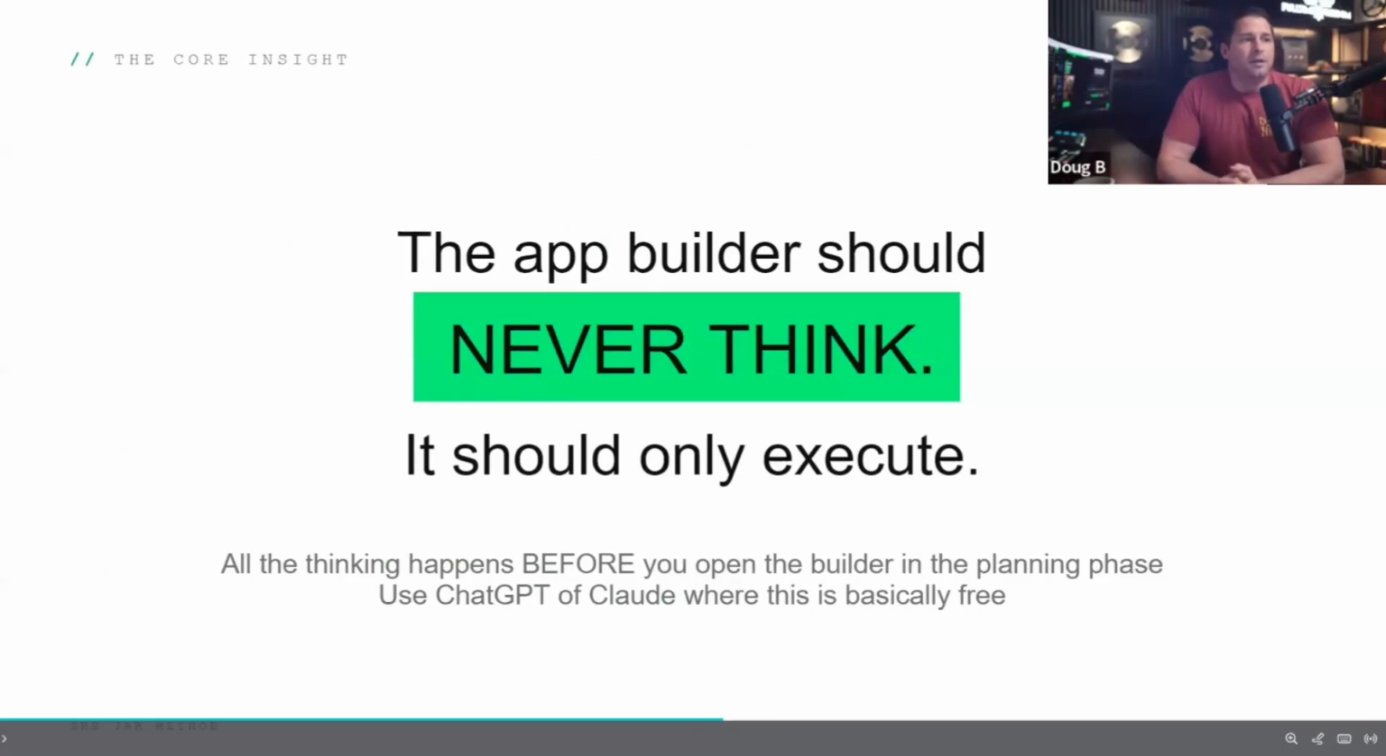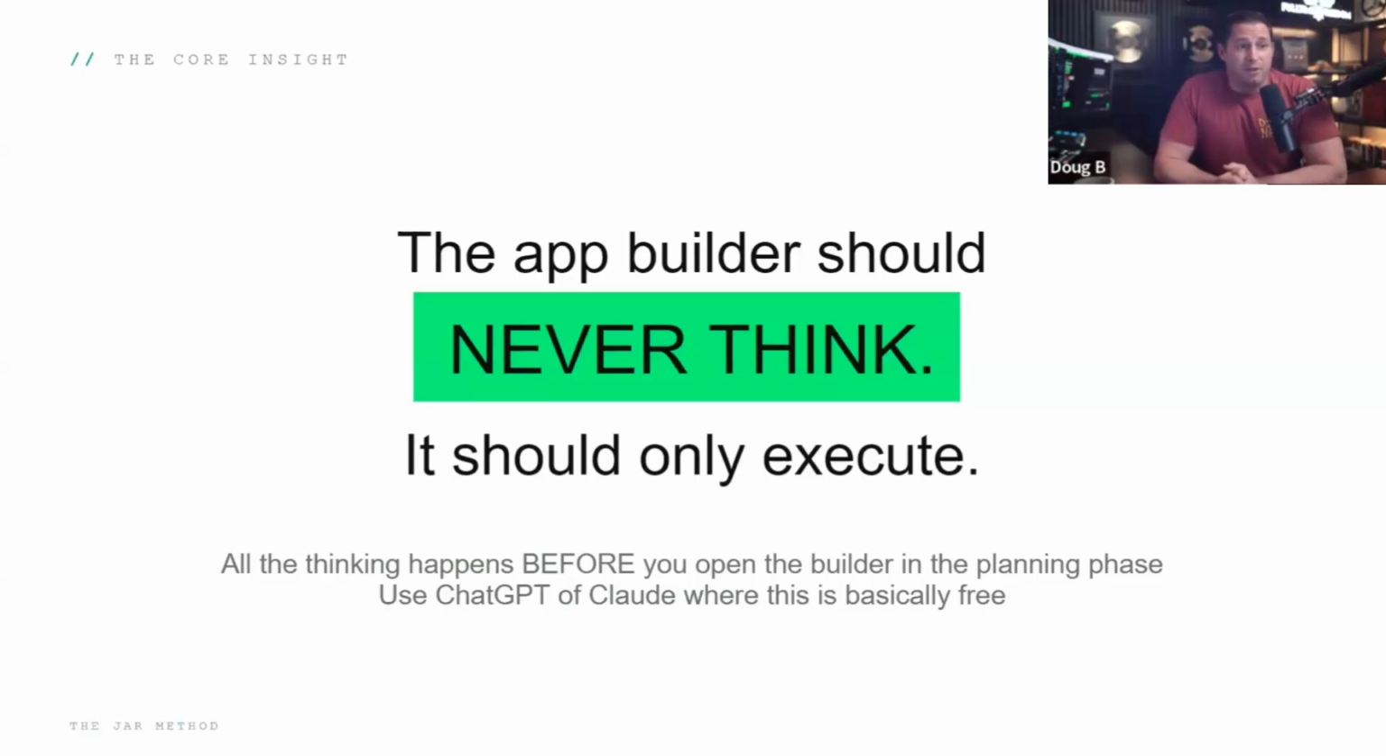I'll show you how the app builder should never think. It should only execute based on what you're giving it. All the thinking happens before you open the builder, in the planning phase. So what I'm really saying is use ChatGPT or Claude or whatever tool you're using. Some of you use Manus to design it and come up with it.